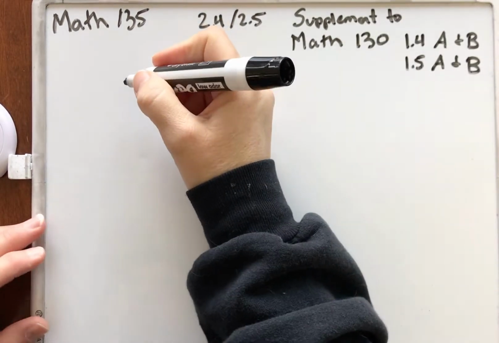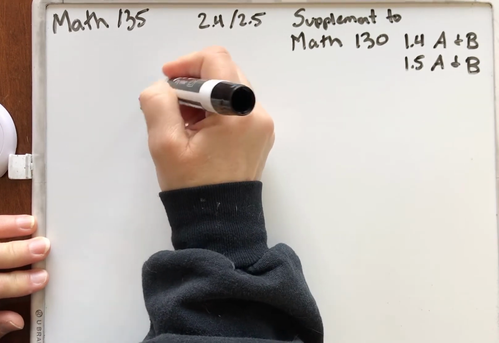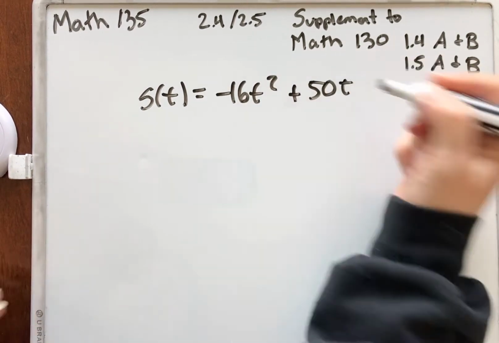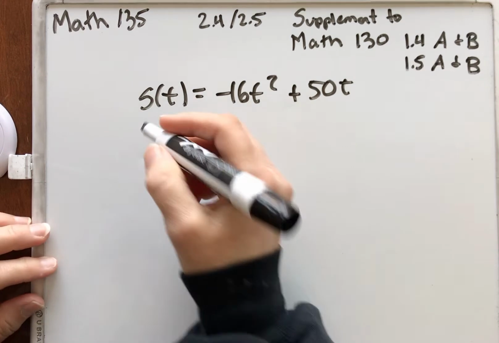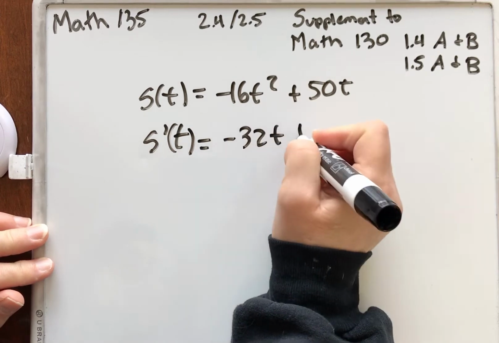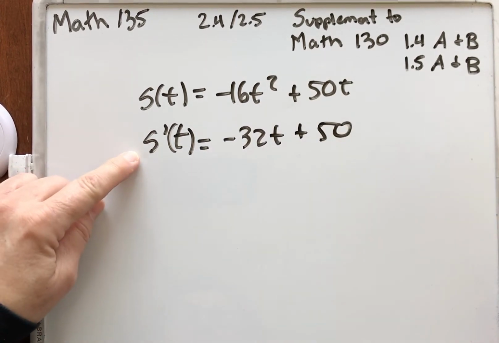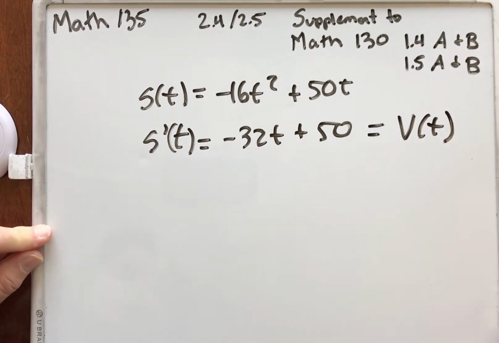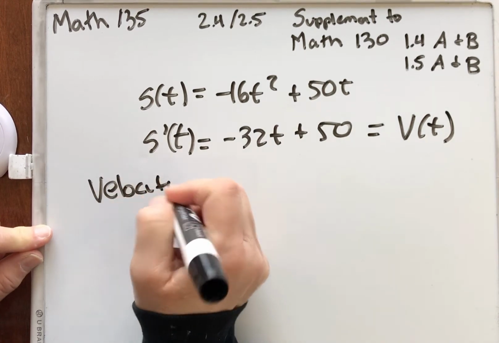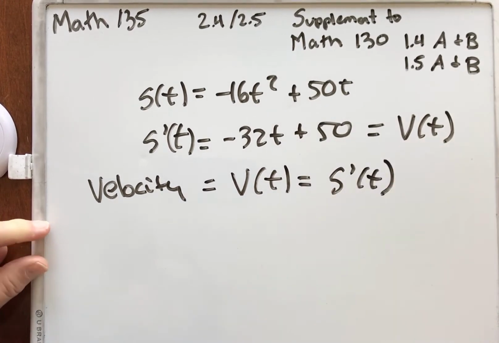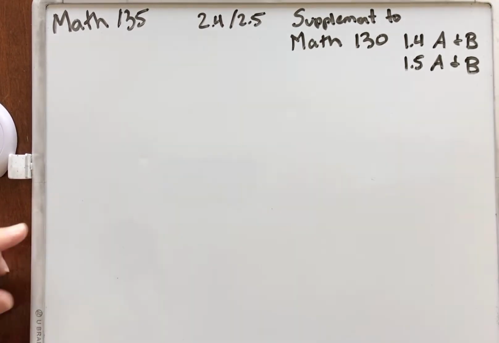If you see a formula like s of t equals negative 16t squared plus 50t, I'm just making that up, okay? Now s prime of t, which we know now, bringing that down, is negative 32t plus 50. Now it happens to be that s prime of t equals the velocity equals v of t. So when they ask for velocity, that means you're looking for v of t, and v of t happens to be s prime of t.